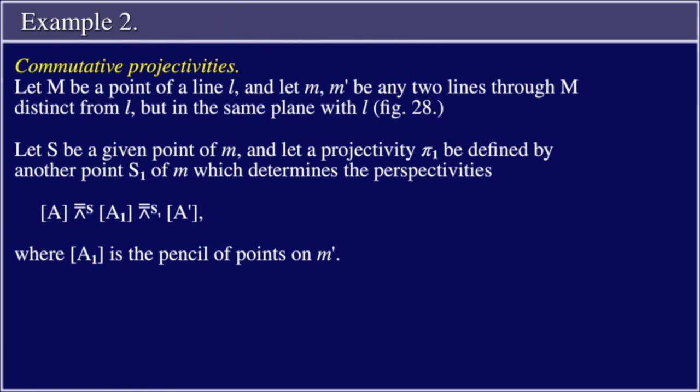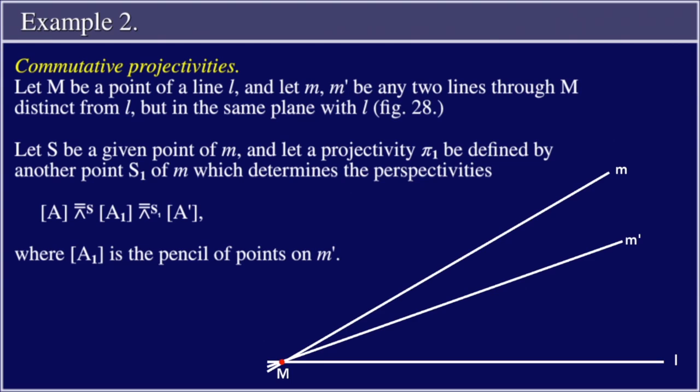Example 2, commutative projectivities. Let M be a point of a line L, and let M and M' be any two lines through M distinct from L, but in the same plane with L, figure 28. Let S be a given point of M, and let a projectivity pi sub 1 be defined by another point S1 of M, which determines the perspectivities. The pencil A is perspective through S with the pencil A1, which is perspective through S1 to the pencil A', where A1 is the pencil of points on M'.